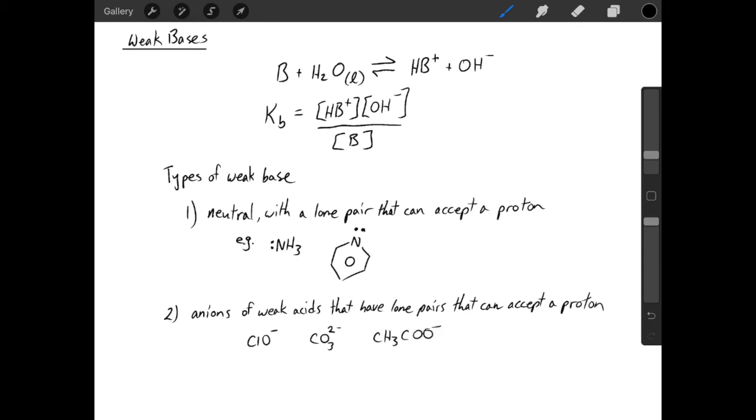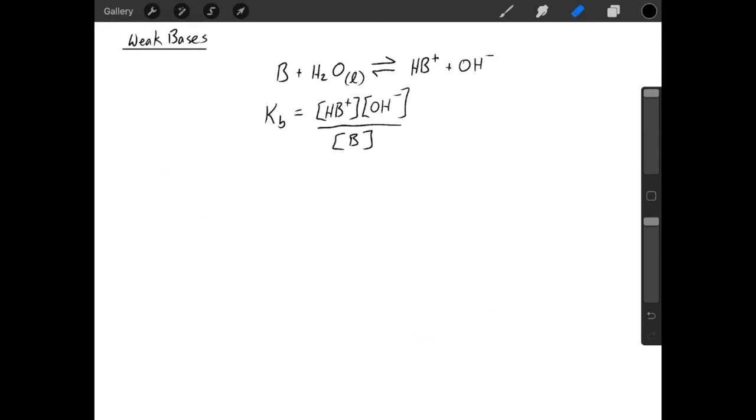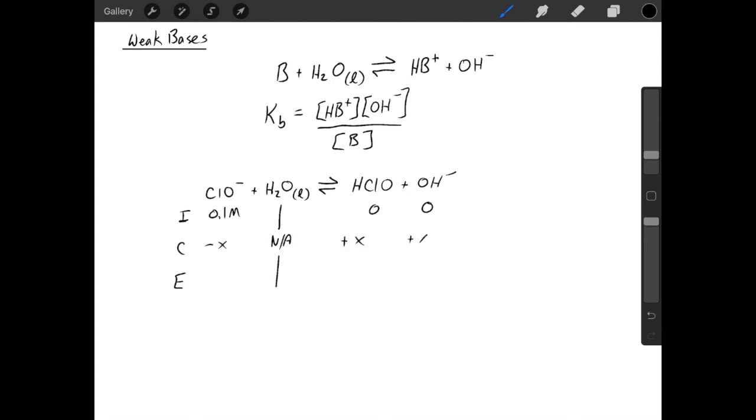Now, calculations with weak bases are almost identical to those with other equilibrium reactions, like those of weak acids. You just need to remember that your reaction needs to include water as the source of the hydroxide ion. So if you know the initial concentration of your weak base, in this case the hypochlorite ion, you can work out the equilibrium concentrations of hypochlorite, hypochlorous acid, and OH-. To find the equilibrium concentrations, all you need is the Kb for the anion.